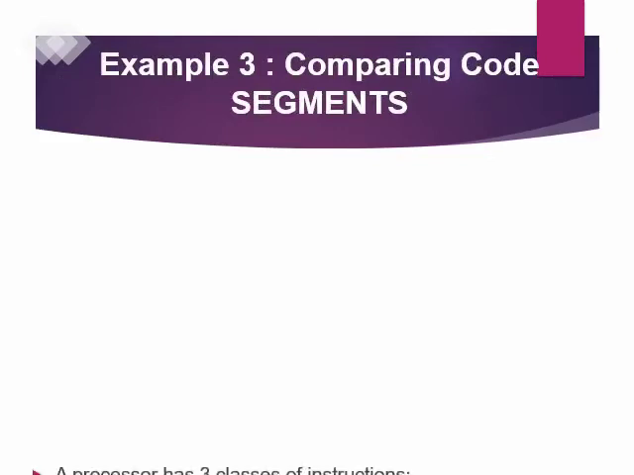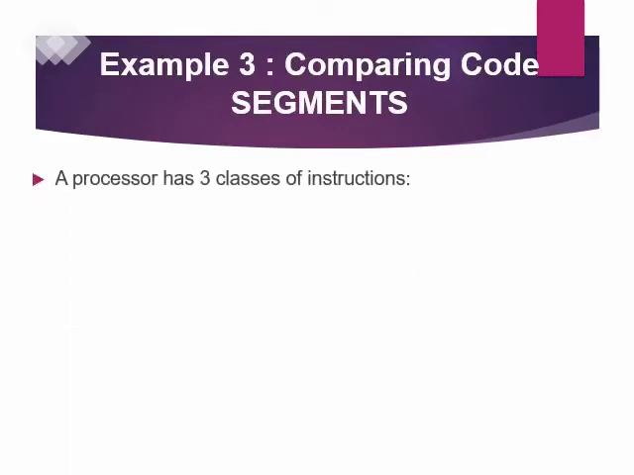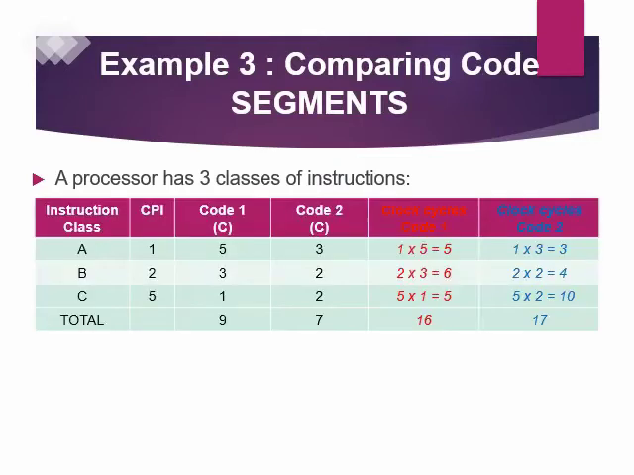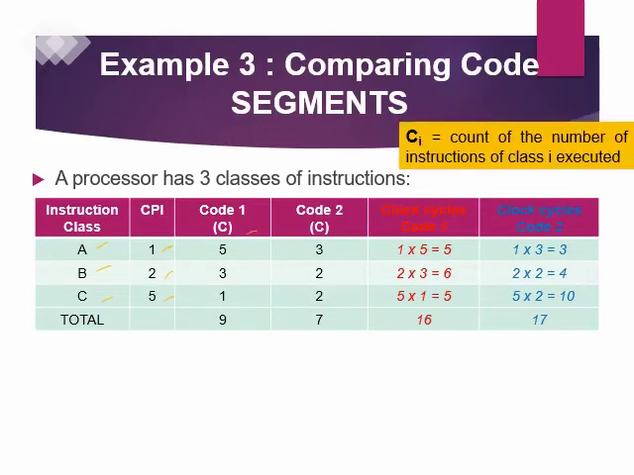A processor has 3 classes of instructions. One processor, 3 classes of instruction: A, B, and C, and different CPI for each instruction class. A CPI is 1, B is 2, C is 5. And then what is this C? C is the count of the number of instructions of the class. So for that particular class A, how many instructions are there? So these are the numbers.